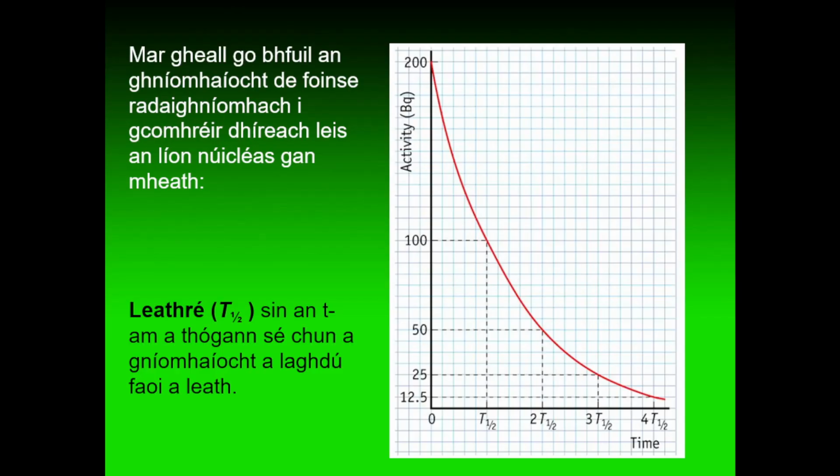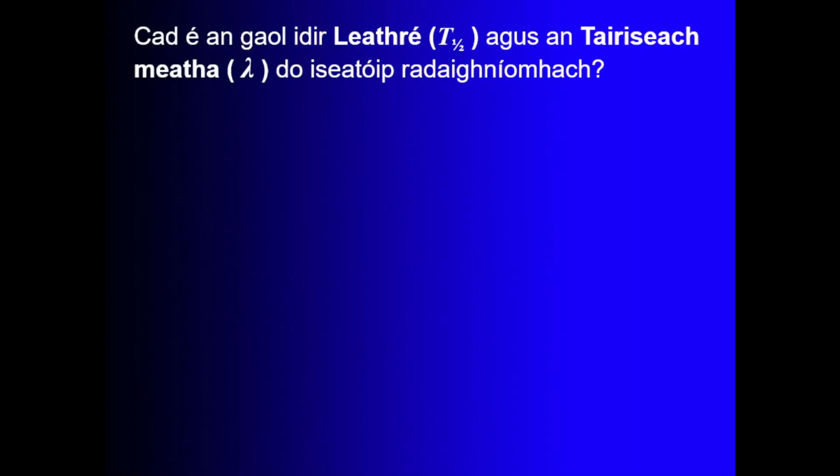So the activity was 200. After one half-life there's a decay, after the second half-life it's quicker, and after a third half-life it's 25, then 12.5, and it keeps halving and halving and halving. Okay? Right.